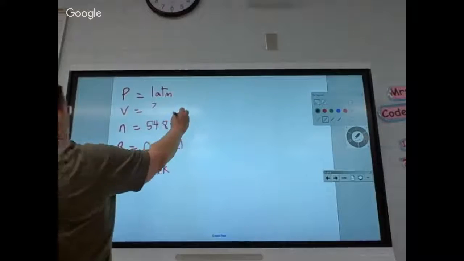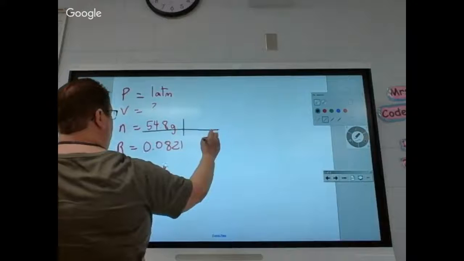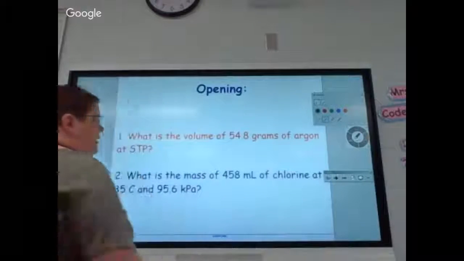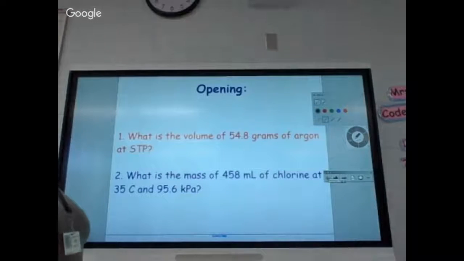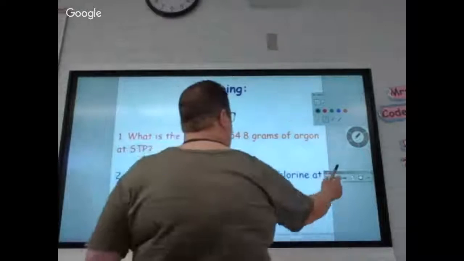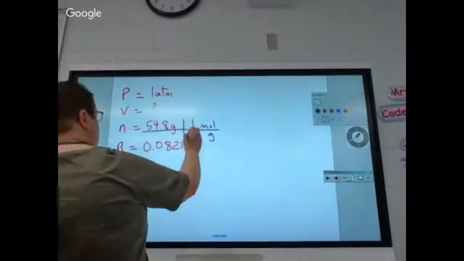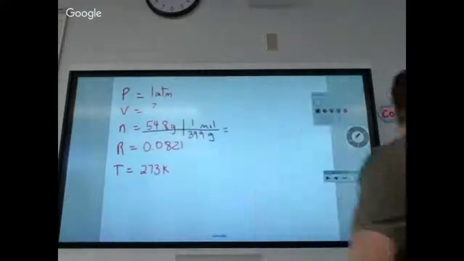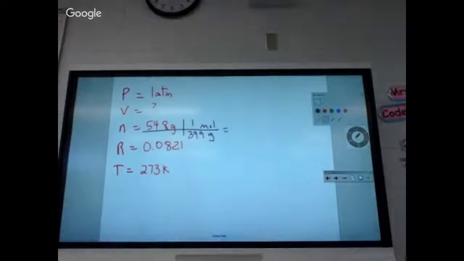Grams has to go to moles. What goes beside moles? 1. What compound or element did I give you here? Argon. Is argon one of the 7 diatomics? No. So we don't have to worry about a diatomic. What's the mass of argon? 39.95. You can round it to 40. That's not a problem. All right, grab your calculator.